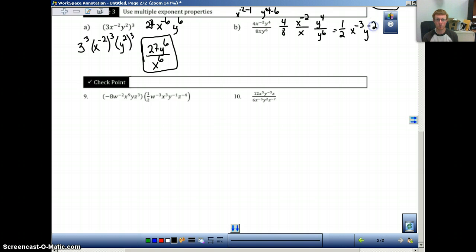Now, keep in mind when you're doing these, the result will always be on top. Okay, so the result, even if it's negative, will always be on top. So what we're going to do is we're going to bring these to the bottom, so it will look like 1 over 2 x to the third y squared. So we brought both those to the bottom, because they're negative exponents. The 2 stays on bottom. Okay, make sure you do these checkpoints and bring them to class.